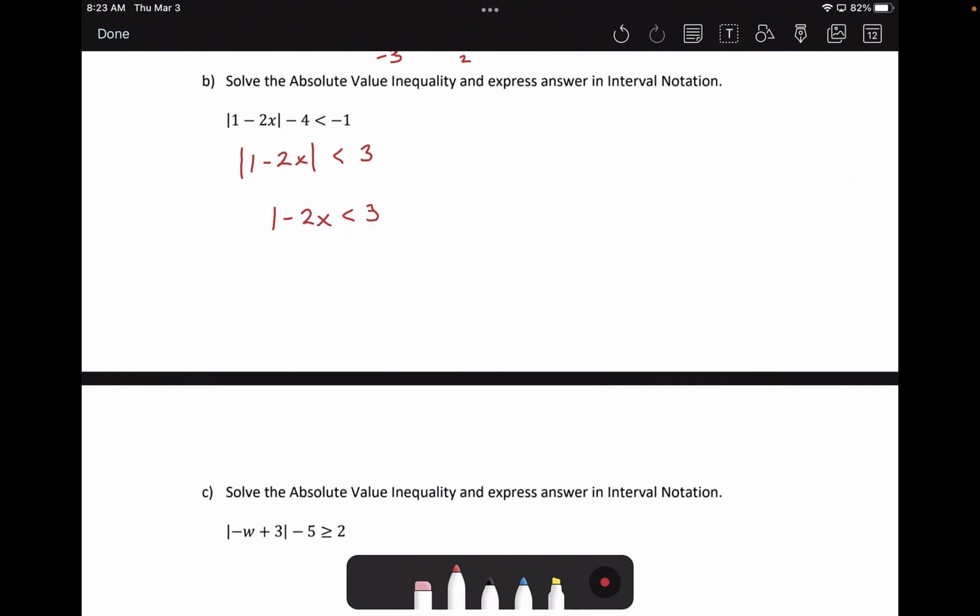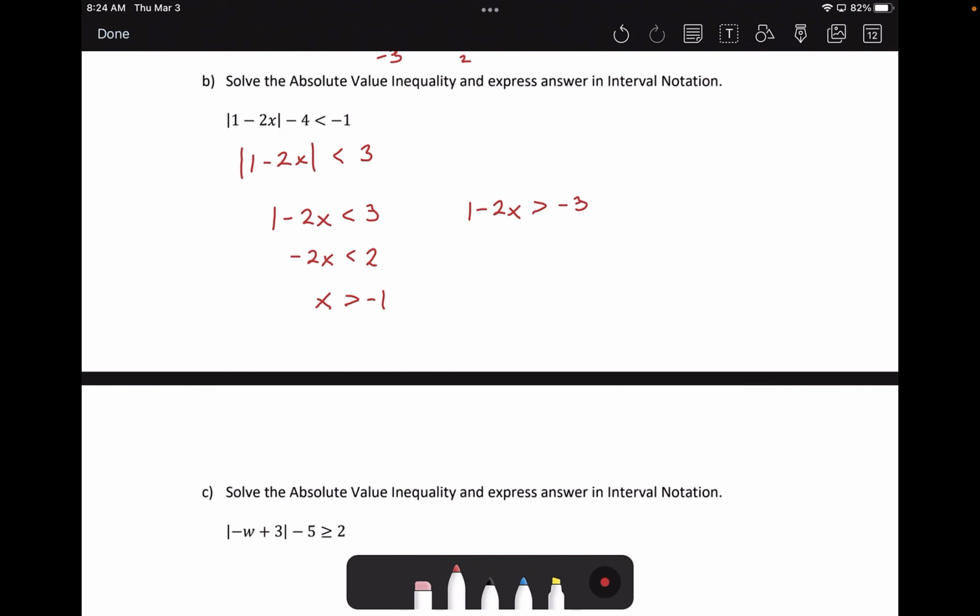The second one, you're going to copy the inside of the bars, and then you're going to change the direction of the sign and change the constant. Again, we're going to change the direction, change the sign. From here, solve your inequality. On the left, we need to subtract 1 on both sides, and then divide by -2. Remember, dividing by a negative changes the direction of the inequality symbol.